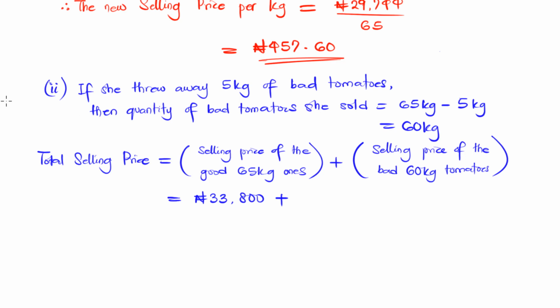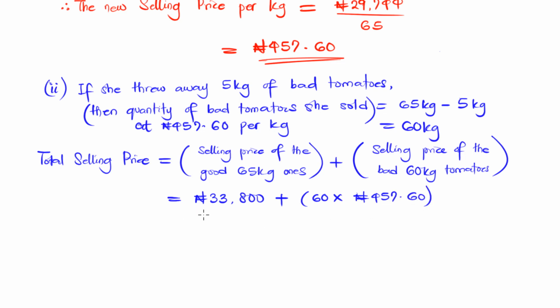per kilogram, because like initially from where we are coming from, the quantity of bad tomatoes she sold was sold at 457 naira 60 kobo per kilogram. That's the amount she sold them per kilogram. So now the selling price of the whole 60 will be 60 multiplied by the amount per kilogram, which is 457.60.